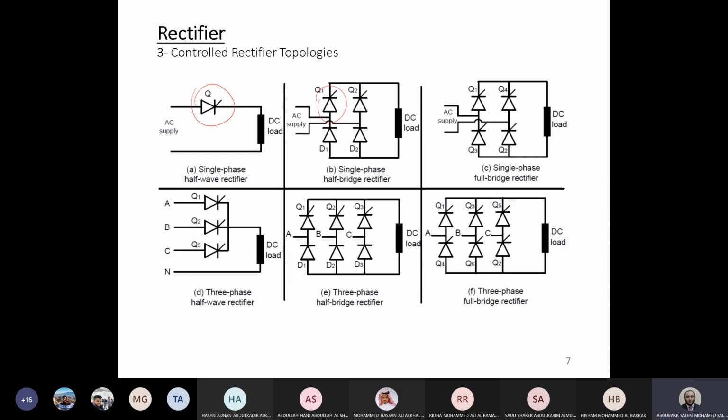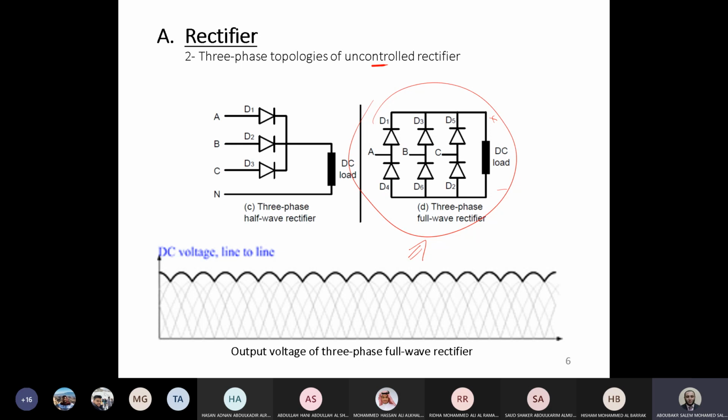But mostly in high power, we prefer the use of three-phase full bridge. All of the time for high power, we prefer the use of three-phase. So what is the difference now between this three-phase topology and the previous one? The only difference, guys, please go ahead.